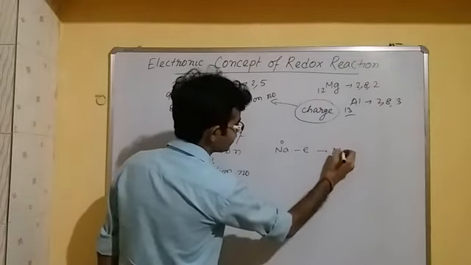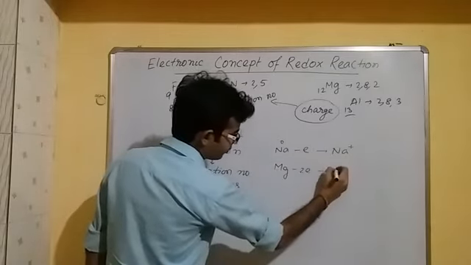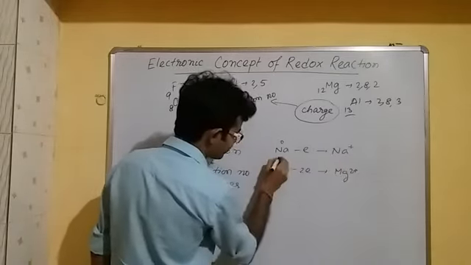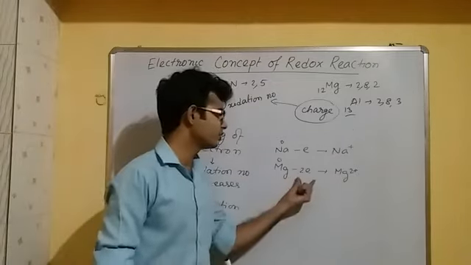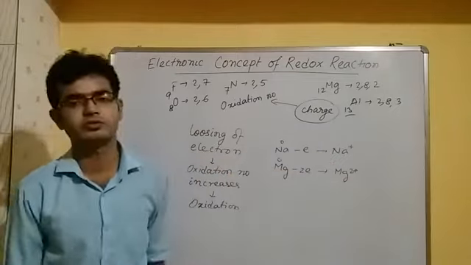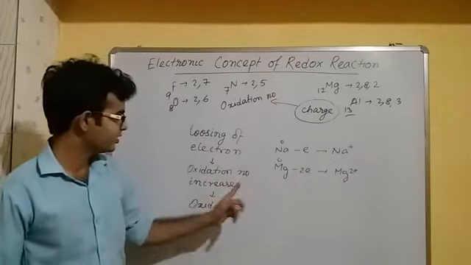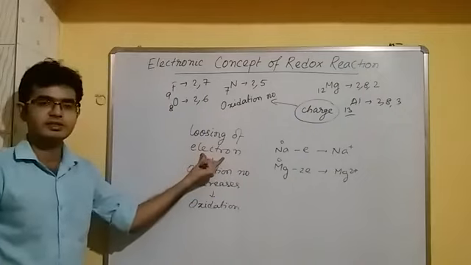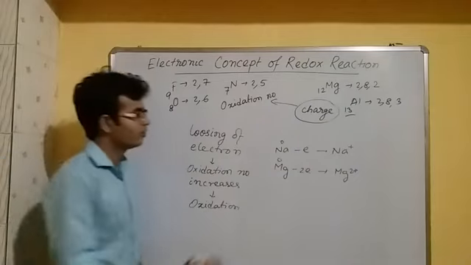It loses 1 electron and it will form Na+. Magnesium loses 2 electrons, it will form Mg2+. What is the charge of magnesium? The oxidation number of magnesium is 0. When it loses 2 electrons, it will be Mg2+. Its oxidation number increases when it loses electrons. So it is clear that when losing of electron takes place, the oxidation number increases, and this reaction is called oxidation.